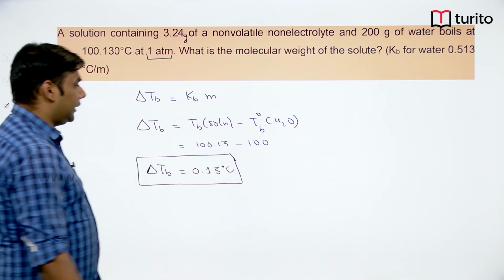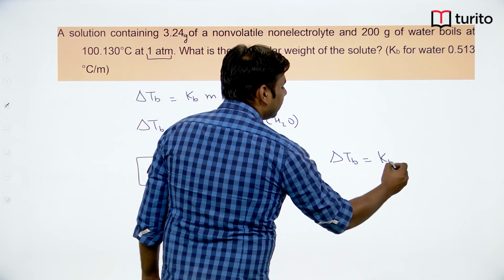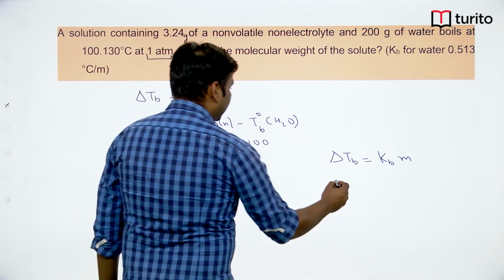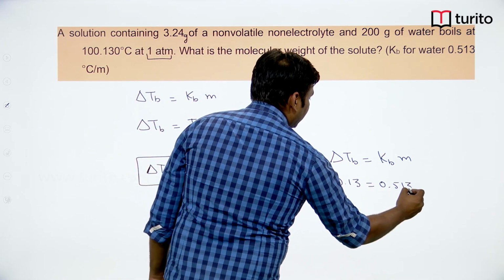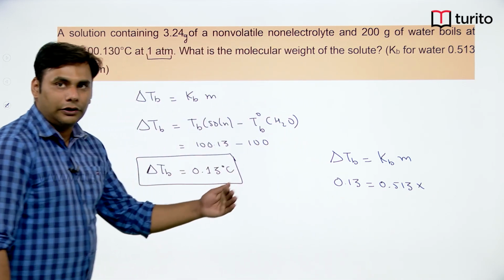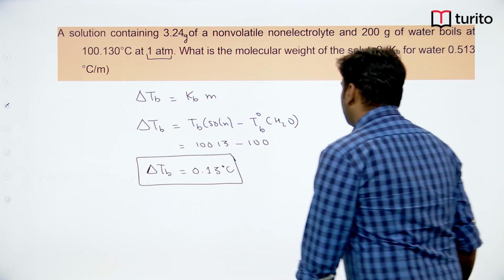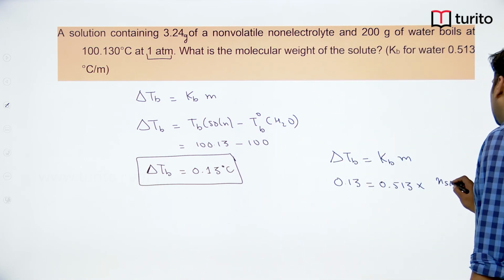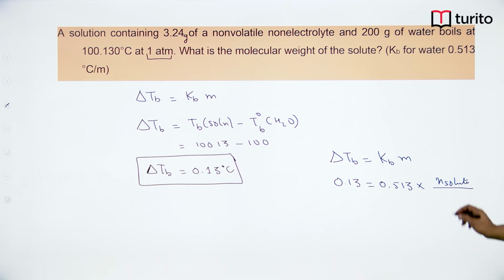Okay, so delta TB would be Kb into M. We know the value of delta TB, which is 0.13, and Kb we know is 0.513. Molality is basically number of moles of solute upon mass of solvent in kg. So we can calculate the number of moles of solute. The mass of solvent, water, is 200 grams, which is 0.2 kg.